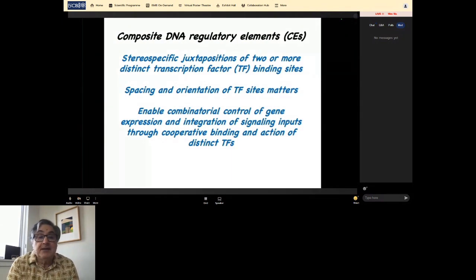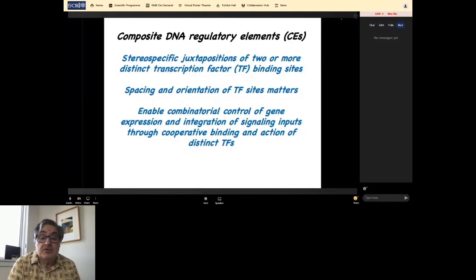So I want to share with you an advance that we've made in identifying what we think is a predominant layer of the code, which consists of composite DNA elements. By composite DNA regulatory elements, I mean stereospecific juxtapositioning of 2 or more transcription factor binding sites. In the stereospecific juxtapositioning, the spacing of the sites, as well as their relative orientation, if the motifs are not palindromic, matters.